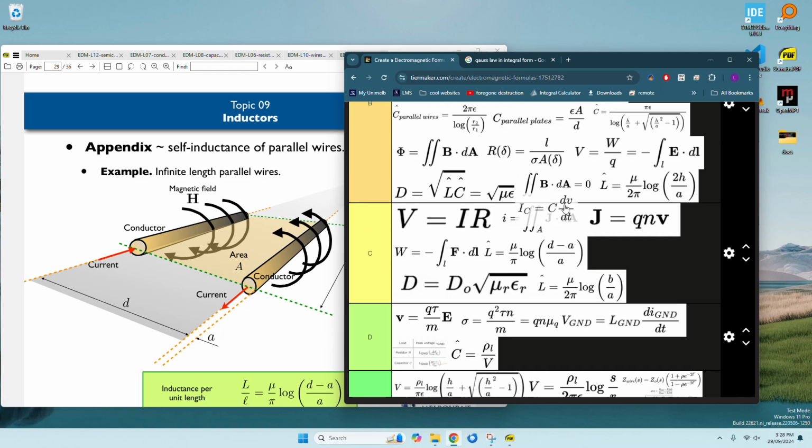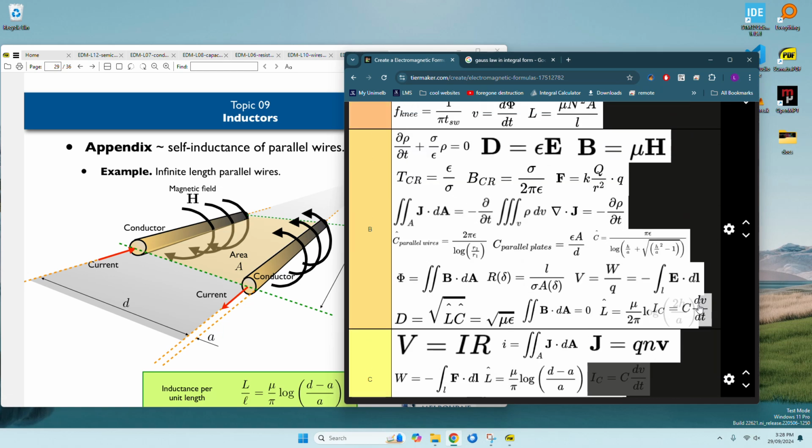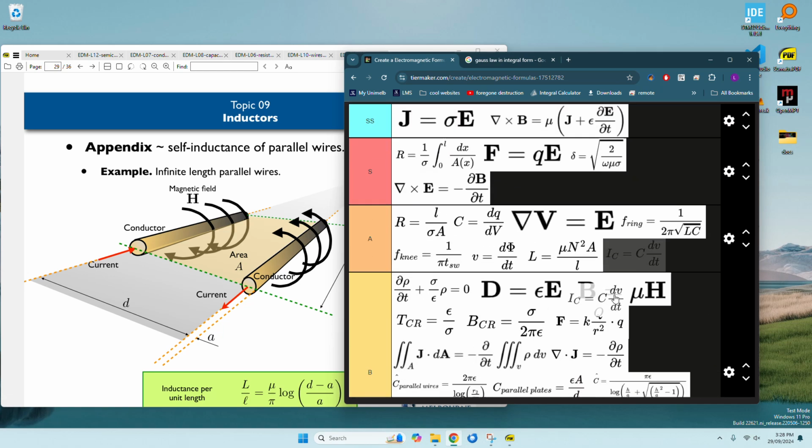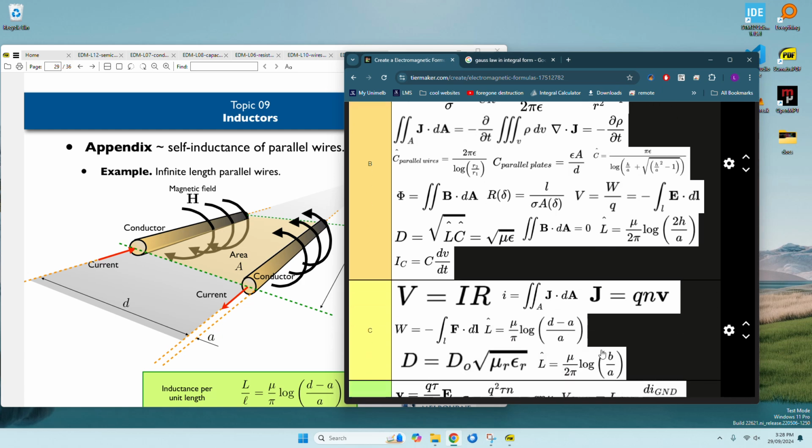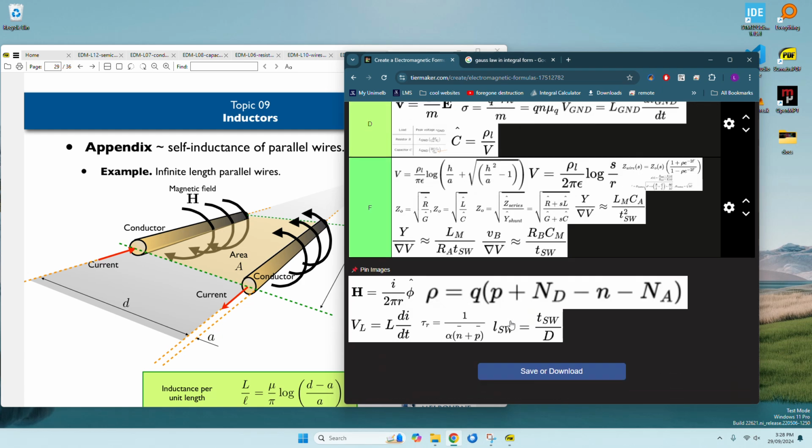IC equals C dV/dt. I'm going to put it one above Ohm's law. I was thinking about this before I started, because it is still important if you're talking about voltage and current. But I guess this is obviously a general use thing that you use all the time in more basic electronic circuit theory applications, but it's still useful for point form electromagnetics, so we'll put it in B tier.